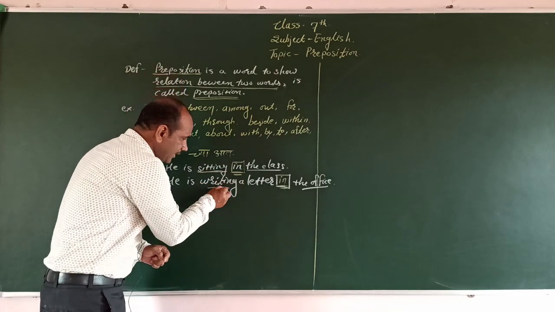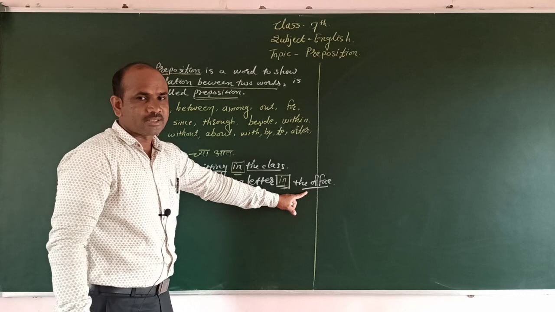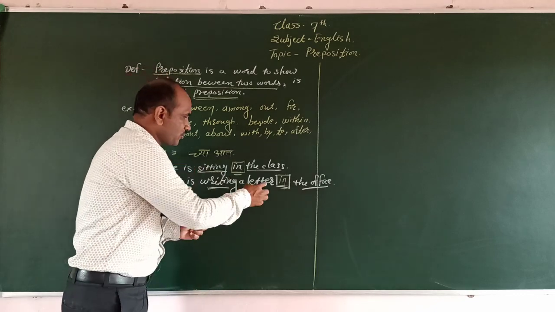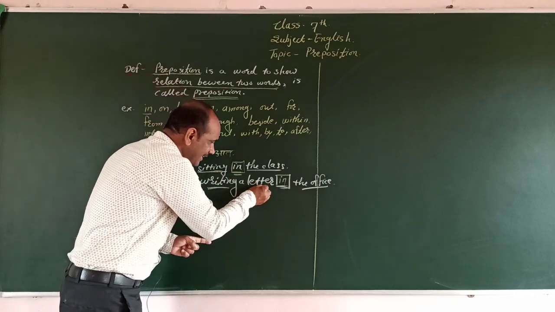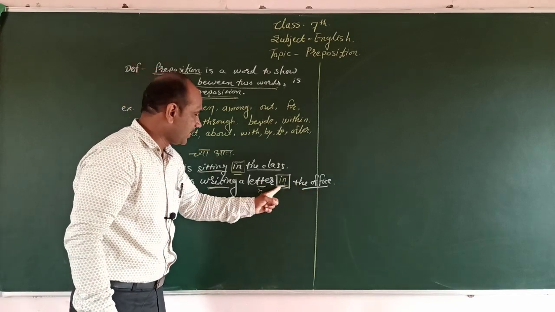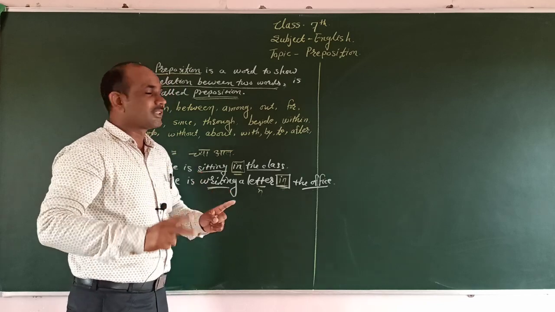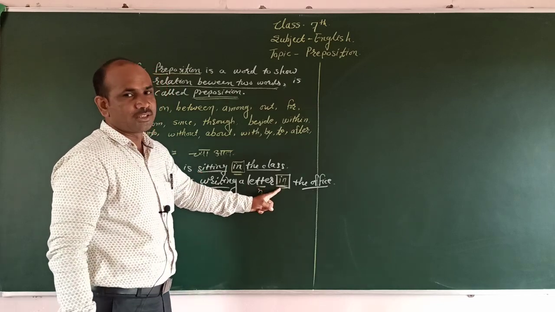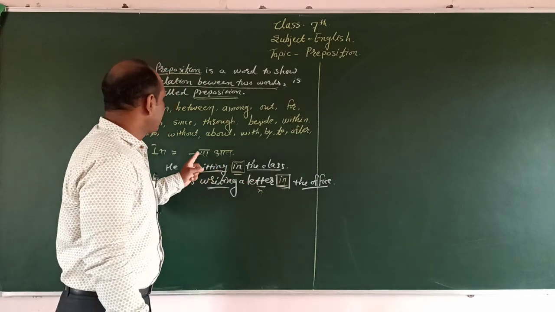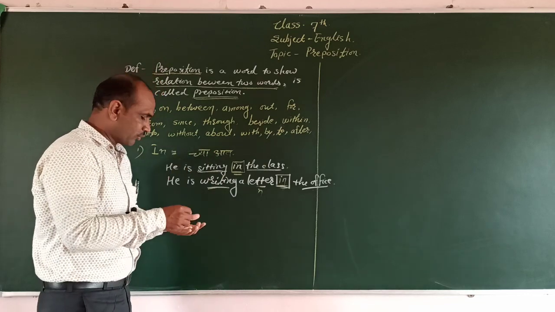Here also, writing and office. Writing is one word and office is a second word. Between the two words we are using in. Here also letter is a noun. Between the two words we are using in, but letter and office both show the relation, therefore we are using in. Its meaning is that in is always used as a preposition.